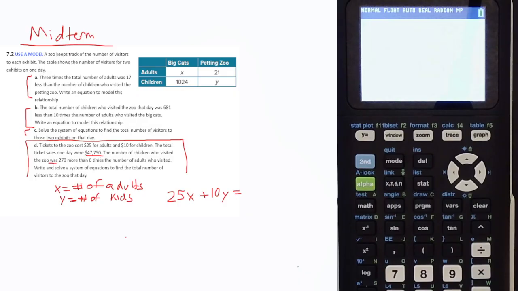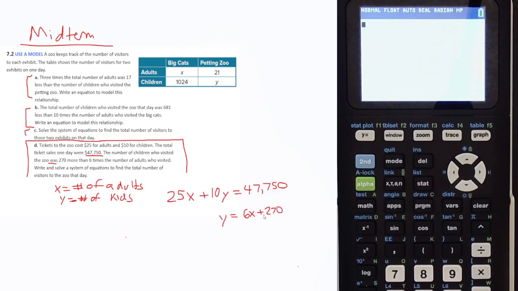And then the total is over here, 47,750. And then they tell us the number of children who visited was, which one's the number of children? That's y. So here I have y was 270 more than 6 times the number of adults. And I can write that as 6x plus 270.